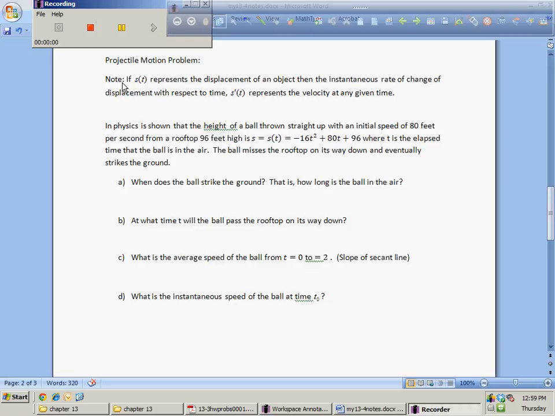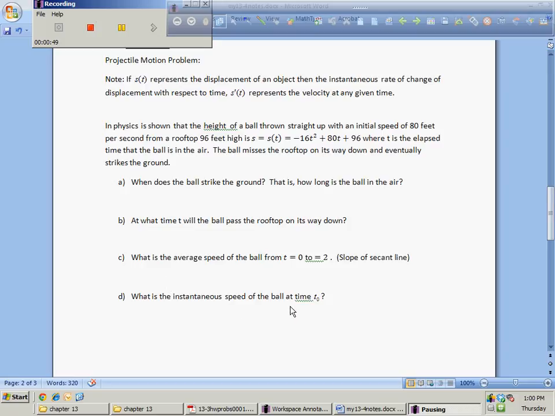And so note, I wrote this on here. If S of t in this equation represents the displacement of an object at any time, then the instantaneous rate of change with respect to time, S prime of t, represents the velocity at any given time. So for instance, say you want to know all of these things.